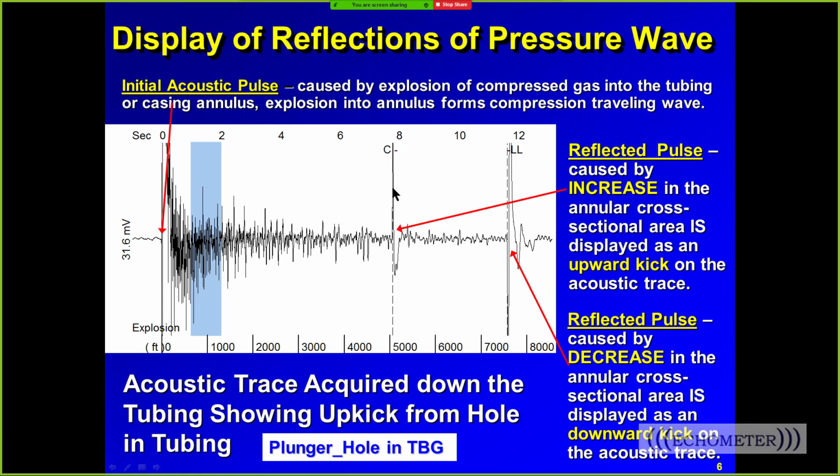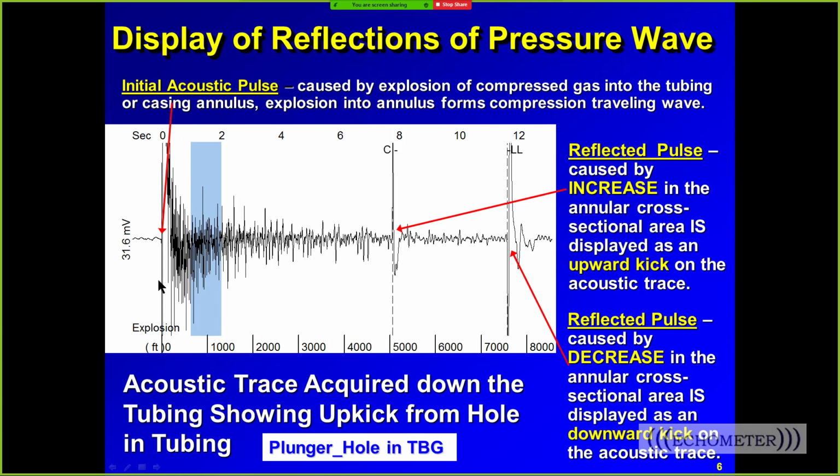So this is an increase in the cross-sectional area. It's an upkick. And this is a decrease, which is the liquid level that's blocking the tubing. It's a downkick. So a decrease means downkick, an increase means upkick. And you can see the shot go off. The shot usually is a high amplitude signal, which means it goes really high.